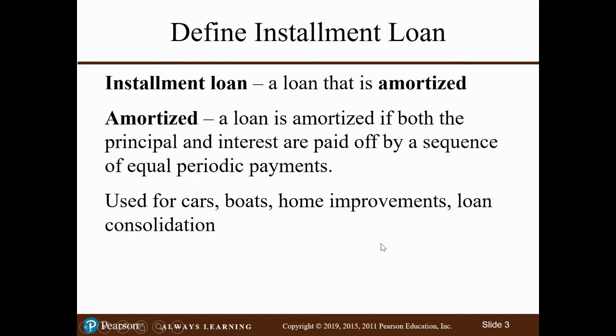Examples of when you might use that are used cars or buying a car, buying a boat, home improvement loans, loan consolidations, and even real estate loans are amortized, but they're not considered installment loans.